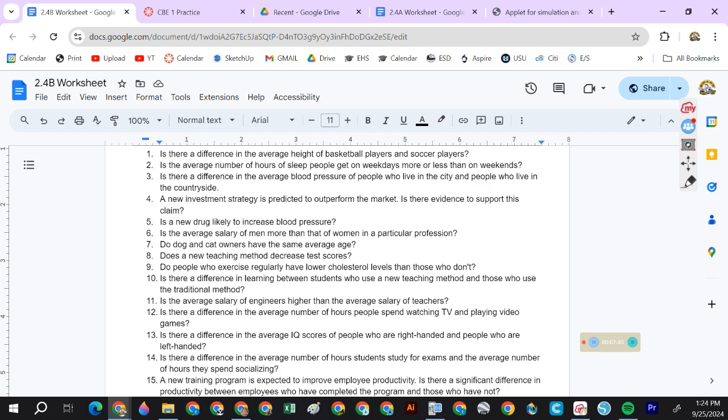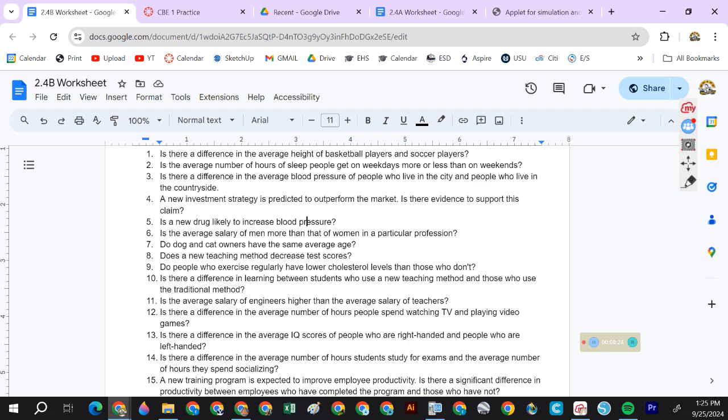Number 3, is there a difference in the average blood pressure of people who live in the city and people who live in the countryside? That would be two-tailed. What do you think? Do you think that the country folk have different blood pressure than the city folk? Probably. Now, is it going to be higher or lower? I don't know. But are country folk categorically different than city folk? Yes. In diet, in exercise. So there's probably a difference. I don't know if it's going to be higher or lower. People in the country tend to not eat too well, but at the same time, we're probably less stressed.